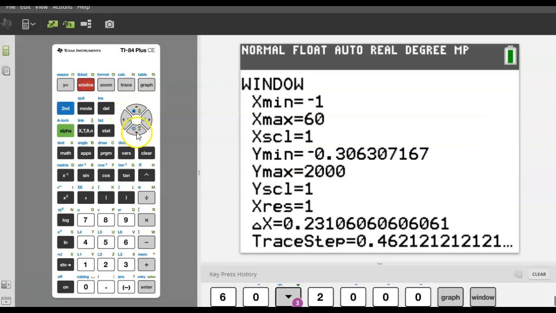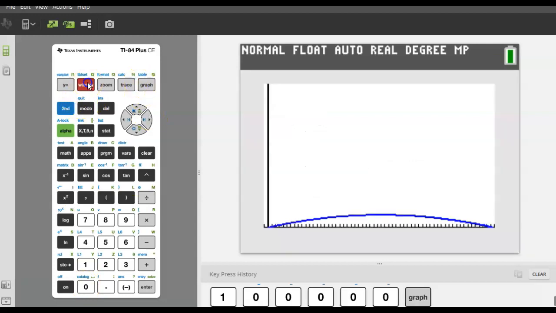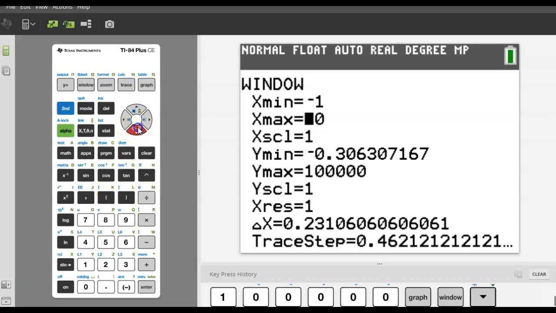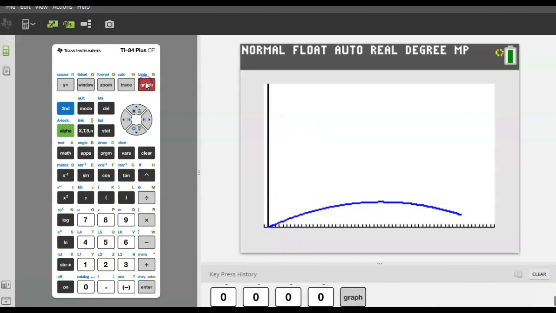So let's change our window. Let's change it to 100,000. This looks pretty big. Oh, that was too large. Okay, so that helps me narrow it down. I'm gonna do, let's do it by half and see how that looks. That's a lot better. That's close enough.